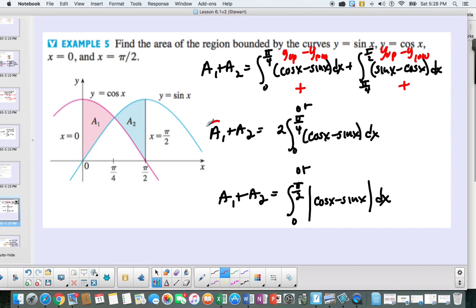The other thing you could do is just find the area 1 and double it because this looks very symmetric. The other thing you can do is what was suggested on the previous slide: you go from 0 to pi halves but take the absolute value of it so that no negative areas will be canceled.